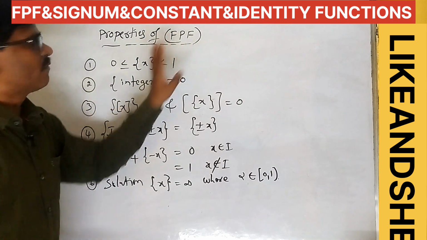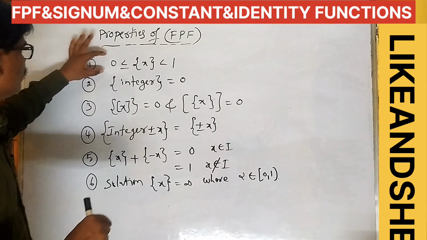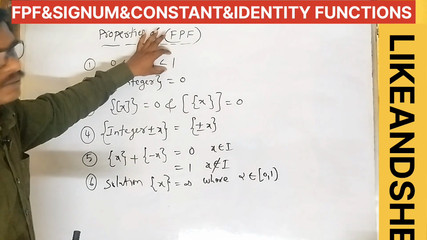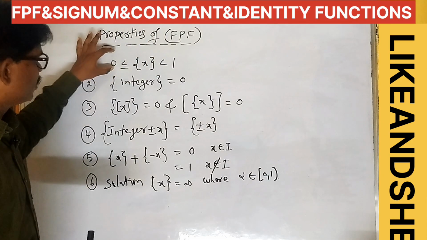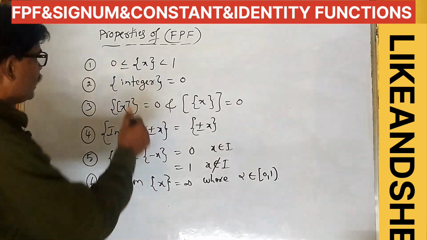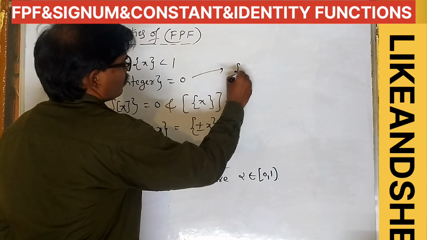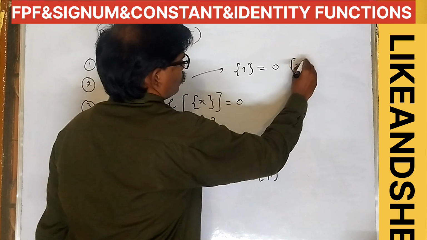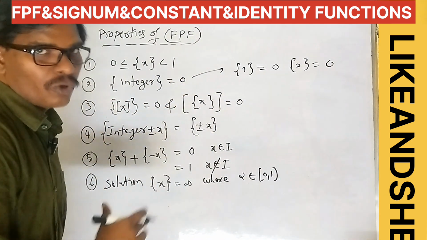Okay, properties of the fractional part of function. What are the properties? The fractional part lies between 0 and 1: 0 less than or equal to the fractional part of x, less than 1. Next, for example, the fractional part of the integer 1 is equal to 0. Another one, 2 also, the fractional part is 0. There is no fractional part for an integer value.